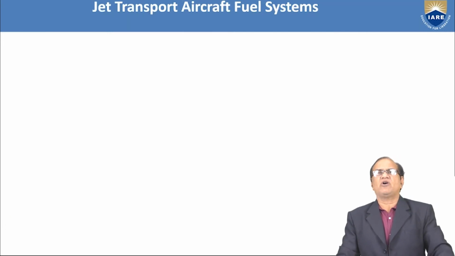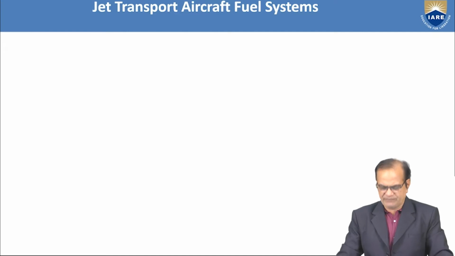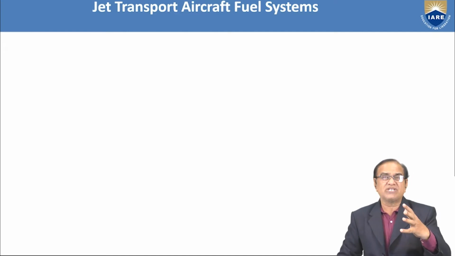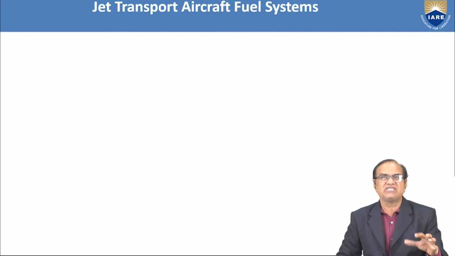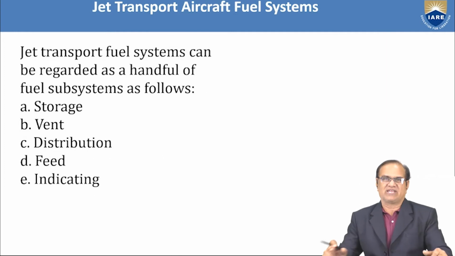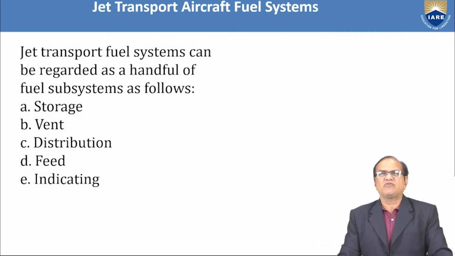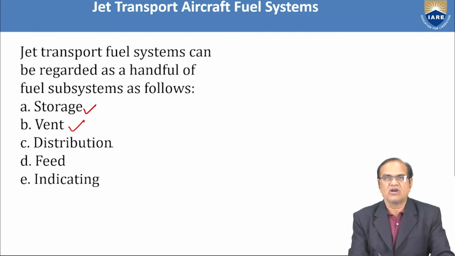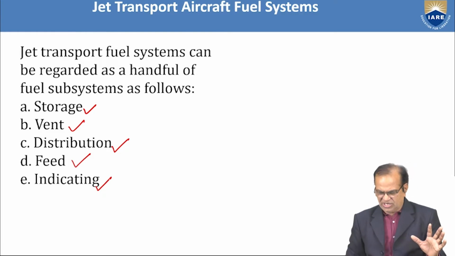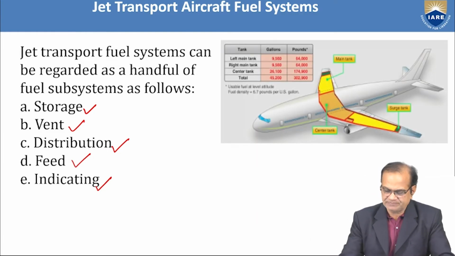Now I will discuss the jet transport aircraft fuel system. Till now we have discussed the piston type or reciprocating IC engines, but here we look at a jet type of aircraft fuel system and how these things work. A jet transport fuel system can be regarded as a handful of fuel subsystems as follows. It should have storage, vent, distribution, feed, and an indicating system.